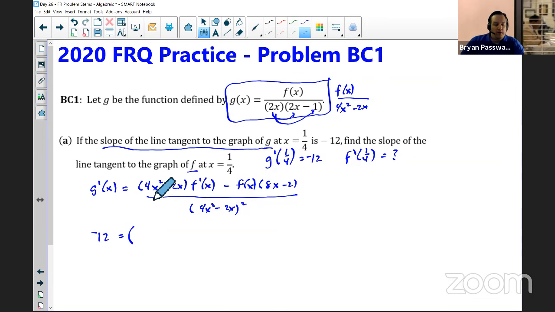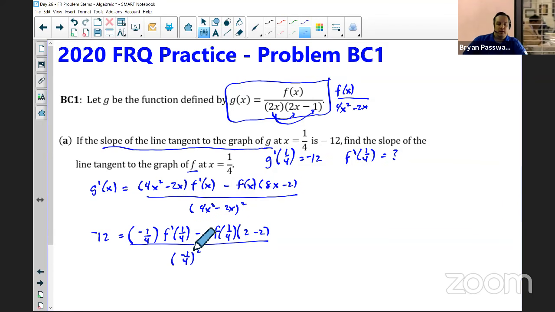If we type in 1/4 here for this x, you're going to get 4 times 1/4 squared minus 2 times 1/4. If you work all that out, it just is going to become -1/4, right? If you plug in 1/4. Then we're going to have f prime of 1/4 minus f of 1/4. Well, I don't know what that is. That can be a problem. How am I going to deal with that? But if I plug in 1/4 here for x, 8 times 1/4 is 2, and then 2 minus 2 is going to end up becoming 0. On the bottom, we have the same quantity as we had up here, so we're going to have that -1/4 quantity squared.